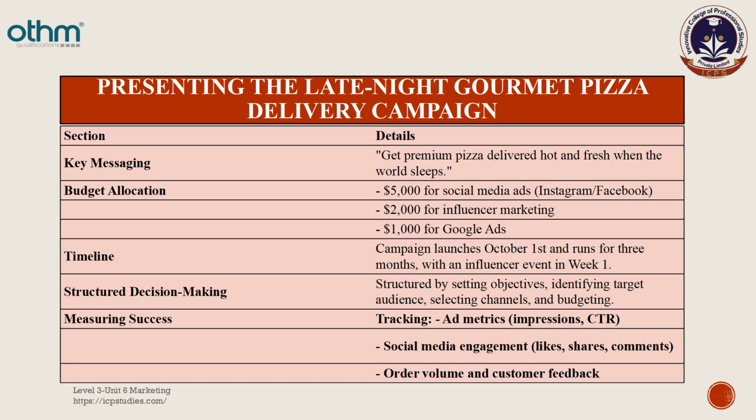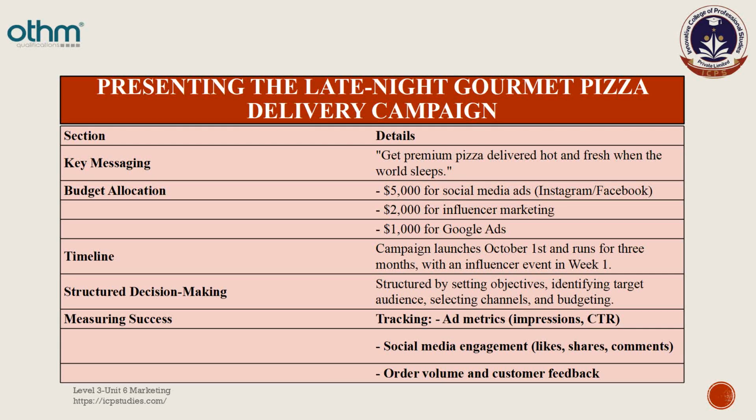Then we have the budget allocation. For example, we allocate $5,000 for social media, we allocate $2,000 for influencer marketing, and we allocate $1,000 for Google Ads. Then we have the proper timeline. For example, our campaign launches on 1st October and we can run it for 3 months with an influencer event in the first week. Then we have structured decision making. We have the structure by setting our objective, by identifying the target audience, by selecting the channels, and by budgeting.